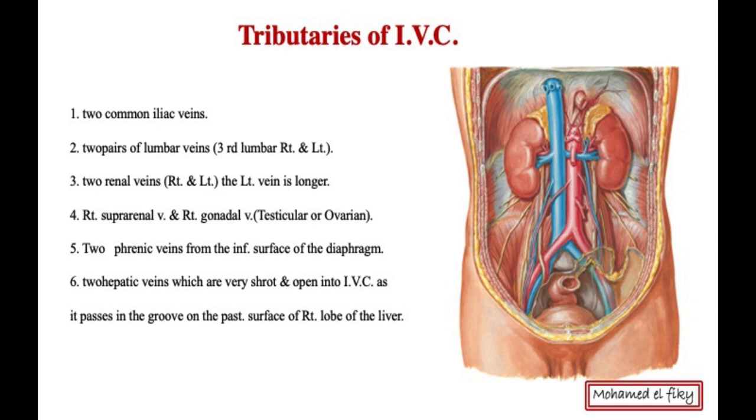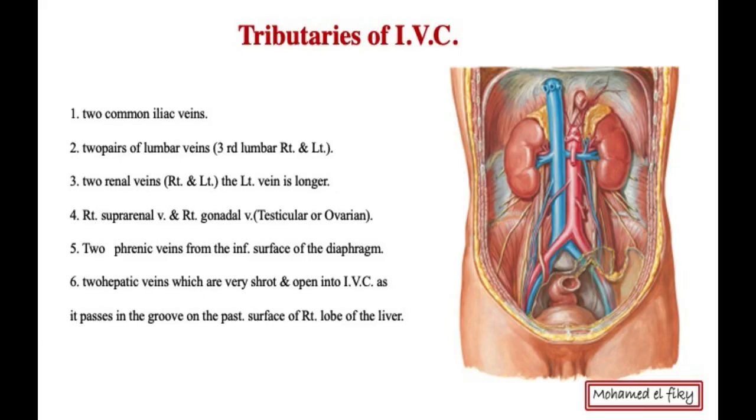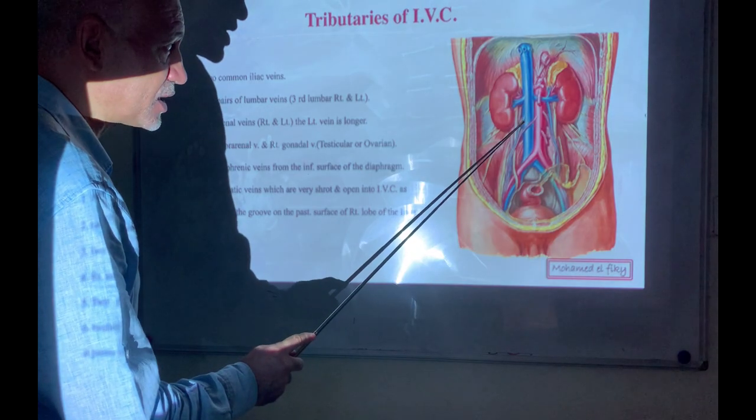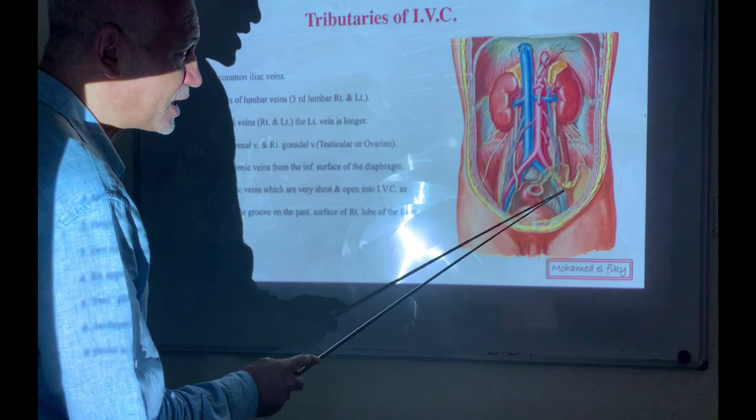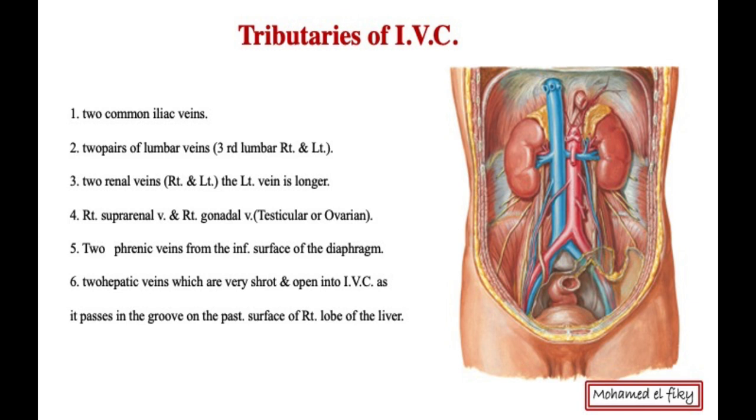Then, two pairs of lumbar veins, third lumbar veins, two renal veins, right suprarenal. Remember, the left suprarenal drains into the left renal. Right gonadal vein; remember, the left gonadal ends in the left renal. Two phrenic veins from the diaphragm, and two hepatic veins from the liver.